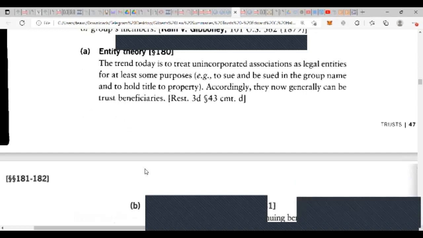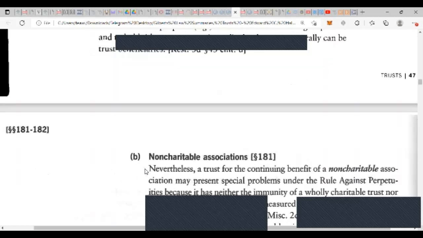Entity theory, Section 180. The trend today is to treat unincorporated associations as legal entities for at least some purposes, such as to sue and be sued in the group name and to hold title to property. Accordingly, they now generally can be trust beneficiaries. Restatement 3d, Section 43, comment d.